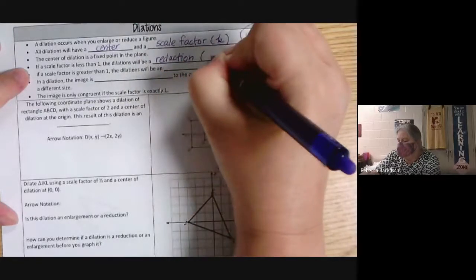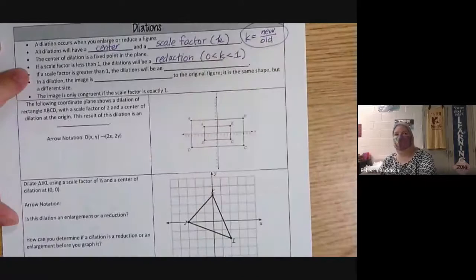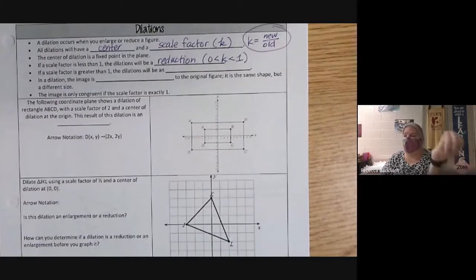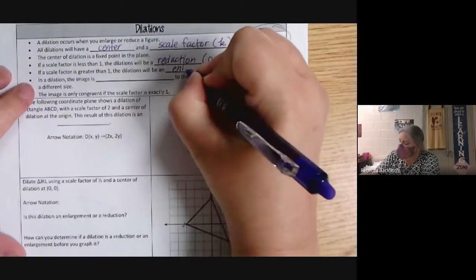Okay, and we're going to say 0 is less than k is less than 1. We have a scale factor between 0 and 1, meaning it's a small number. If I multiply lengths by something like 1/2 or 0.6 or 2/3, they get smaller. That's a reduction. If I multiply lengths by something bigger than 1, 1.5, 4, even 1.1, they get bigger. So that would be an enlargement when k is greater than 1.